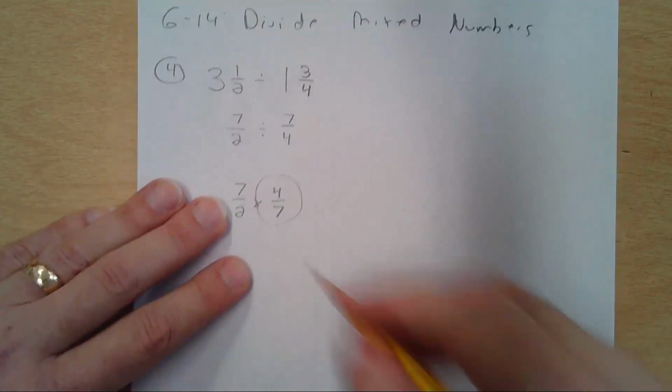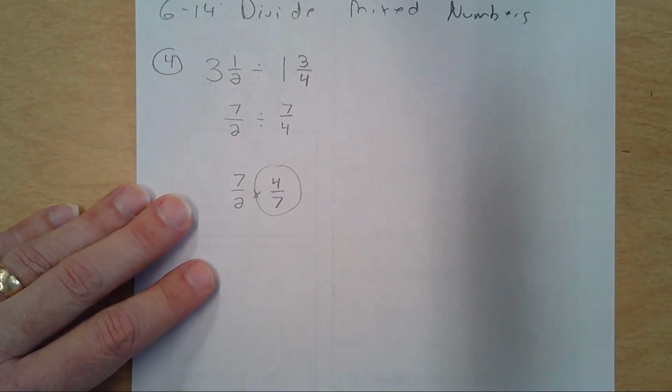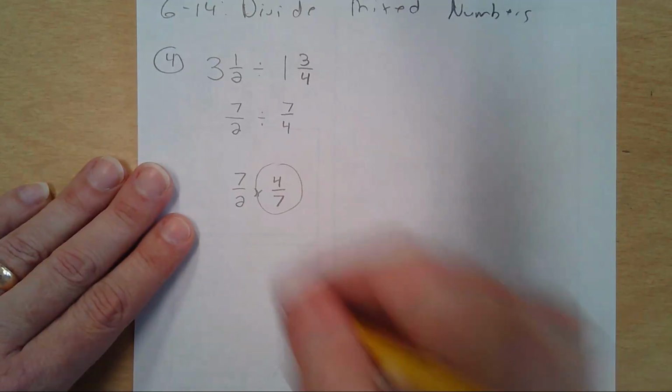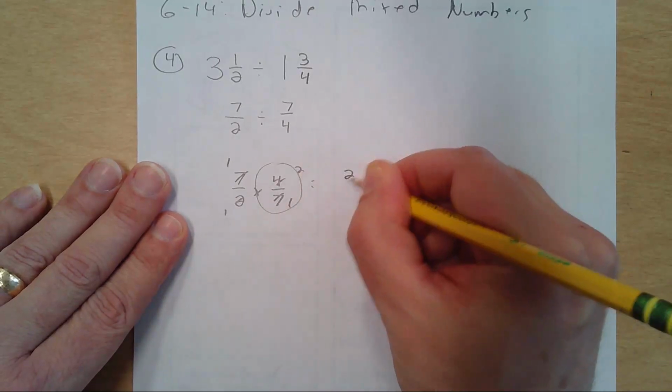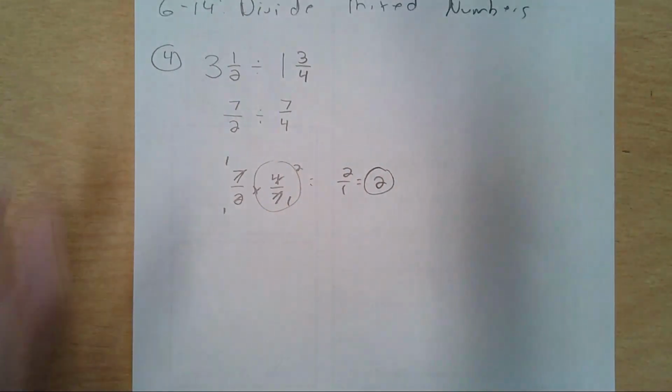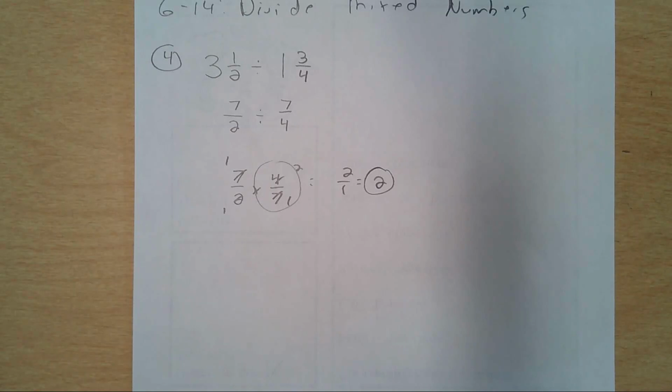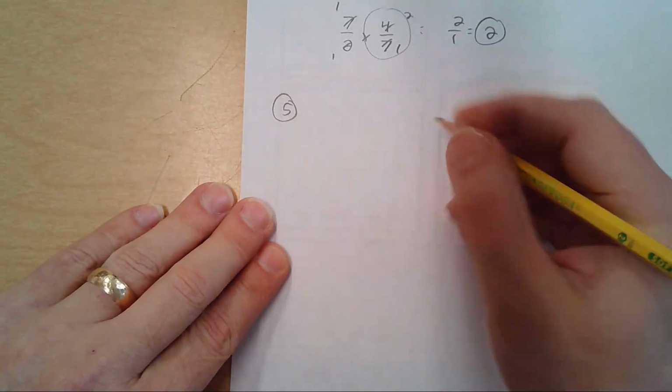But whatever you got, here's where we're at here. Now we can go ahead and finish it off like anything. We cross simplify where we can and simplify as necessary. Should get a final answer of 2. Yeah? All right. Number 5.